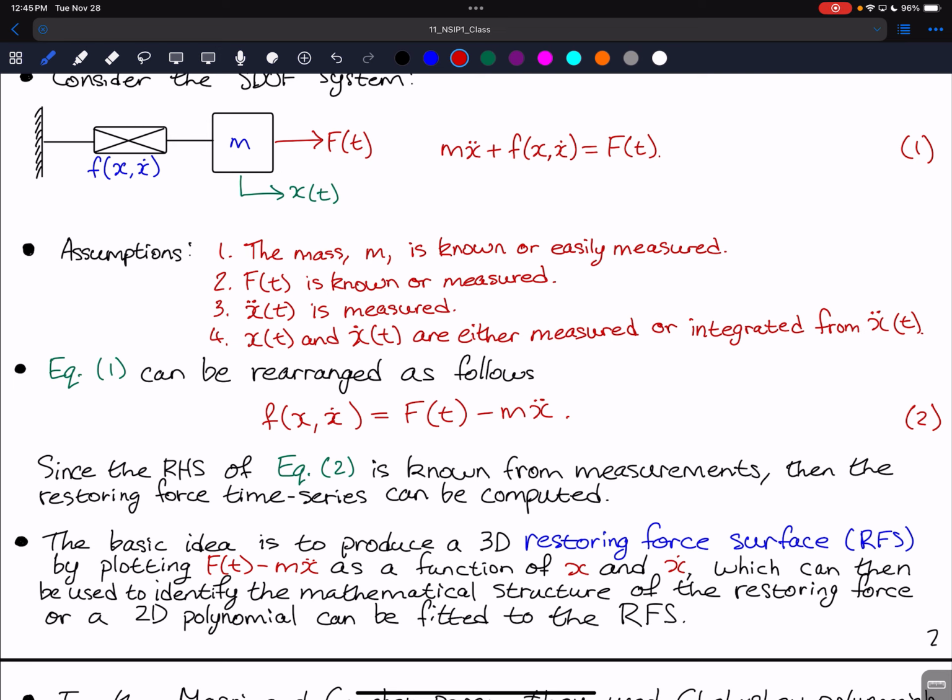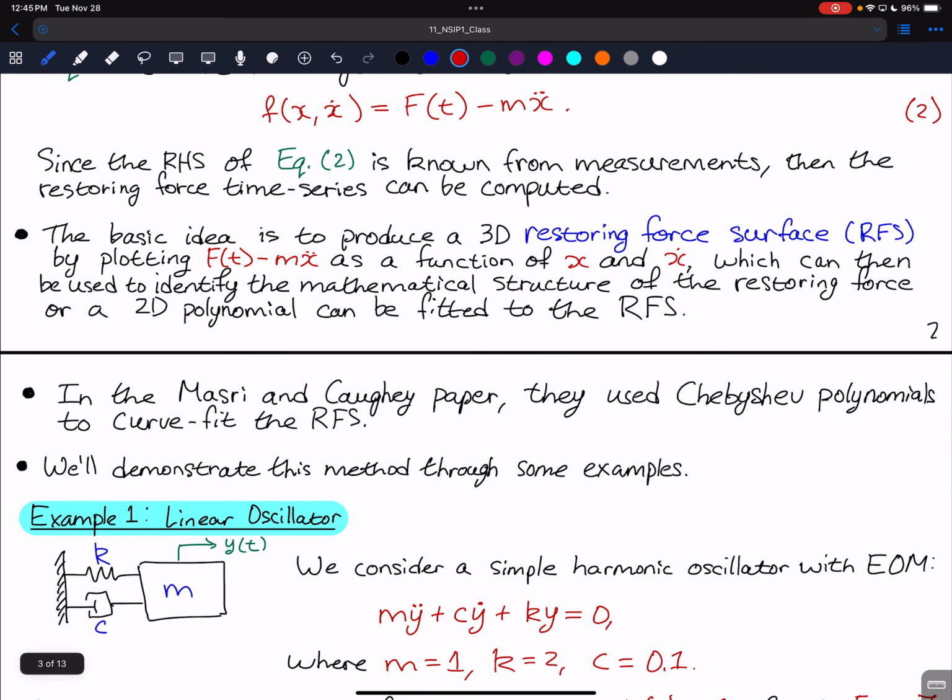In the Masri and Caughey paper, they used Chebyshev polynomials to fit the RFS. Here, we're just going to use basic polynomials, not special polynomials. And we're just going to demonstrate this method using examples. Then you'll do a worksheet, and then the first homework problem is on this method as well.